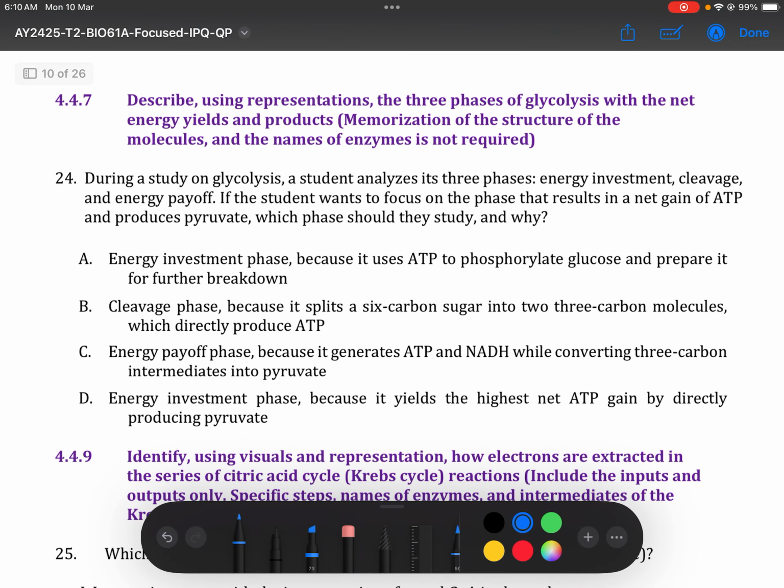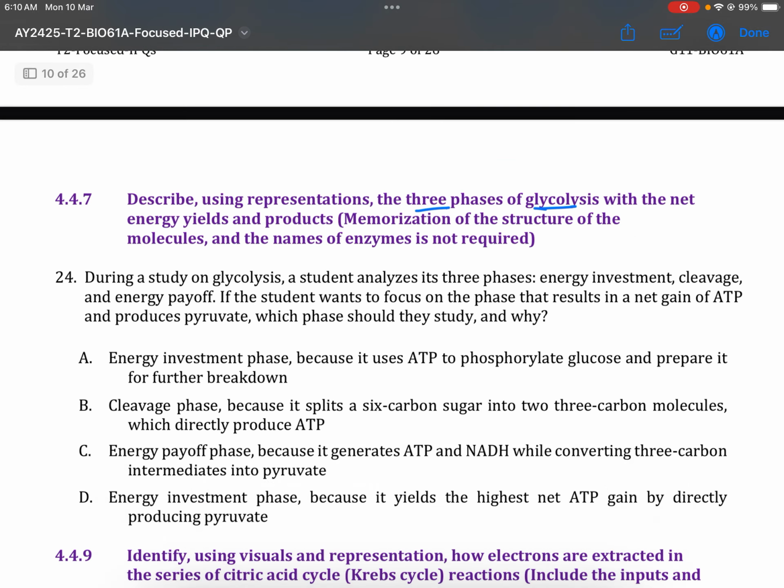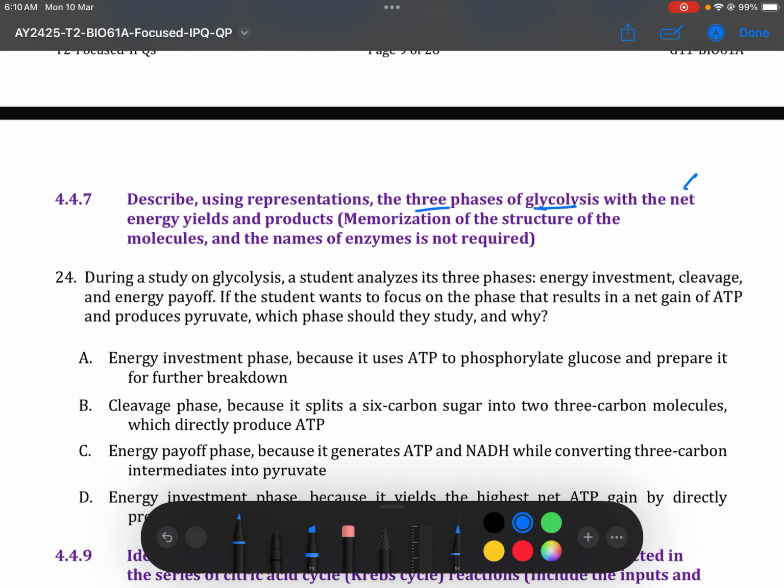Describe using presentation the 3 phases of the glycolysis with the net energy yield. Okay, we know that the net energy yield is 2 ATP, and the products, we know what the products are: 2 pyruvate molecules. Memorization of the structures and the molecules and the names is not required. So most important over here is the 3 phases of the glycolysis, that is what you have to understand.